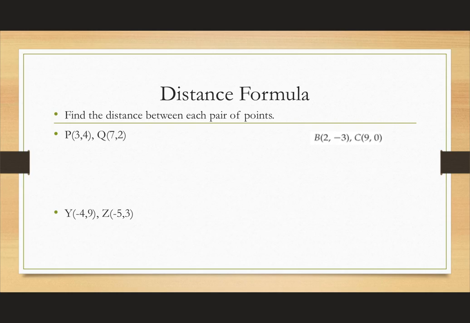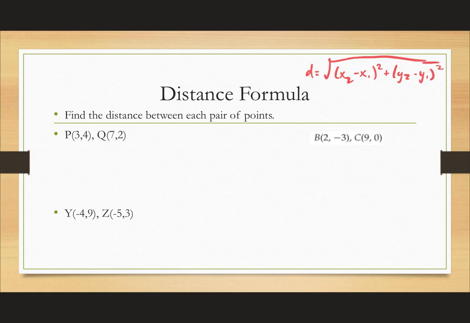Now that we've talked about the formula, let's do some problems. I'm going to rewrite it. We have, I'm going to use D for distance. Why not? If you want to use C, go for it. D equals the square root of x2 minus x1 squared plus y2 minus y1 squared.